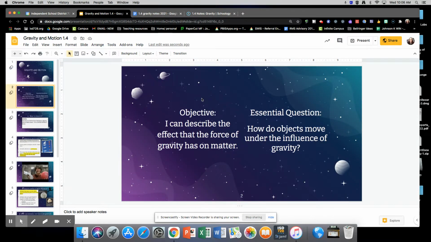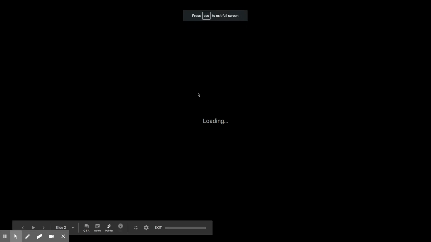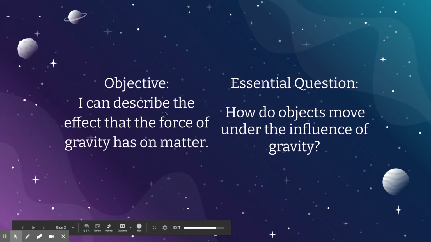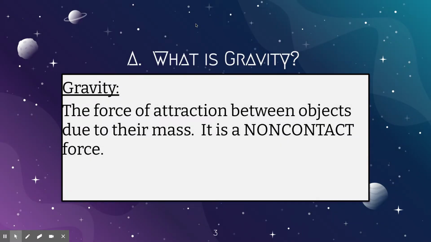So our objective is: I can describe the effect that the force of gravity has on matter. And the essential question is, how do objects move under the influence of gravity? So gravity is a force, just like we've been talking about. But gravity is actually a non-contact force, and that's going to bring us to the next slide here.